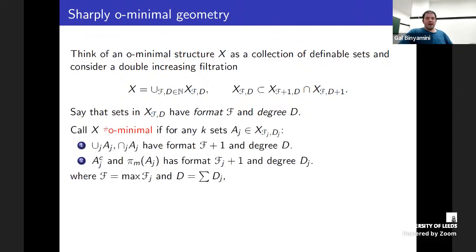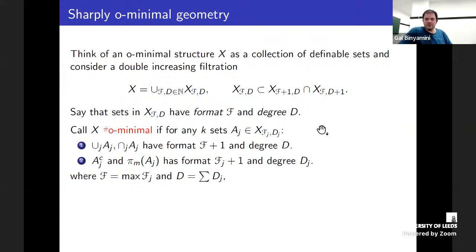So I'll say that the structure is sharply o-minimal if, first of all, for any k sets A_j, I want the union of the sets and the intersection of the sets to have format f plus 1, where f is the maximum of all of the formats of these sets, and degree d, where d is the sum of the degrees. There are many slightly different definitions that are equivalent, like you can say that the union has format f instead of f plus 1, but it's not very important, so I decided to give this a simpler form here. So, okay, I want this closure property under unions and intersections. And similarly, I want that if you take one of the sets and take a complement, or you take some projection, then the format is increased by 1 and the degree is fixed.